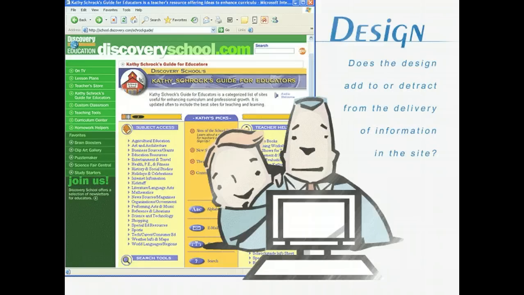The design of the site is another important facet to examine. Specifically, does the design add to or detract from the delivery of information in the site? Is the content laid out in a logical manner so that you can easily locate what you need without wandering around and wasting time? Without a doubt, instructional design significantly influences a site's effectiveness.